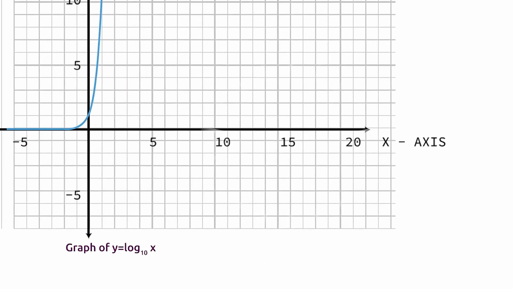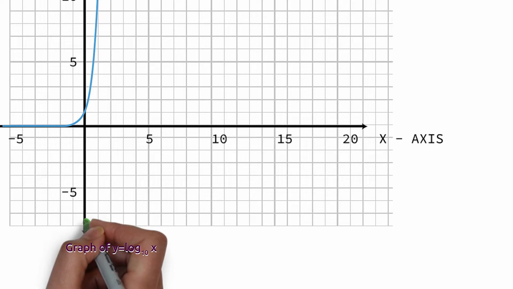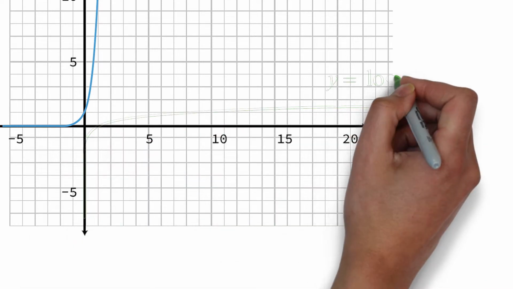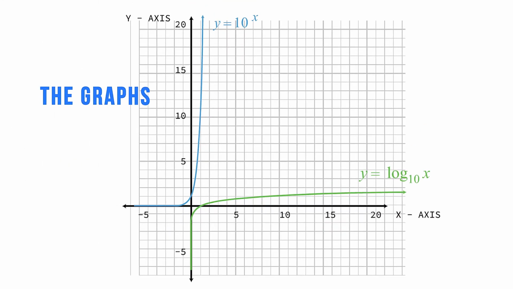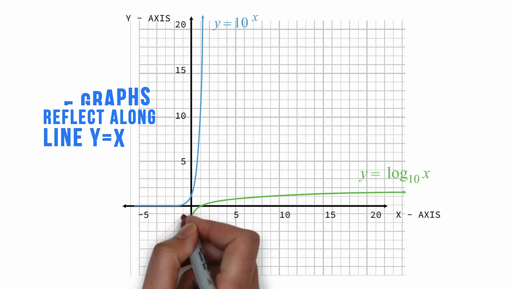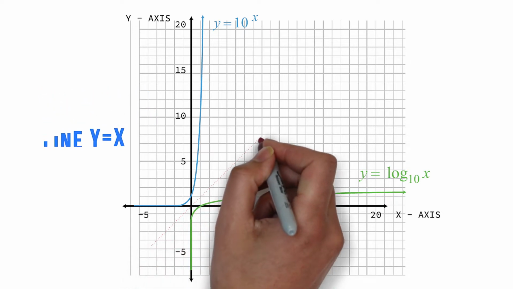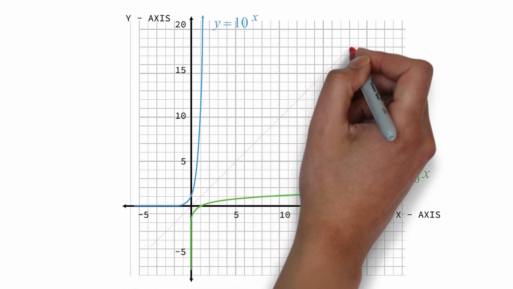If we draw a graph of y equals the log of x to base 10, we'll notice that this graph will resemble the graph of y equals 10 to the power of x. However, the graph will be a reflection along the line y equals x. So this is the graph of y equals x.